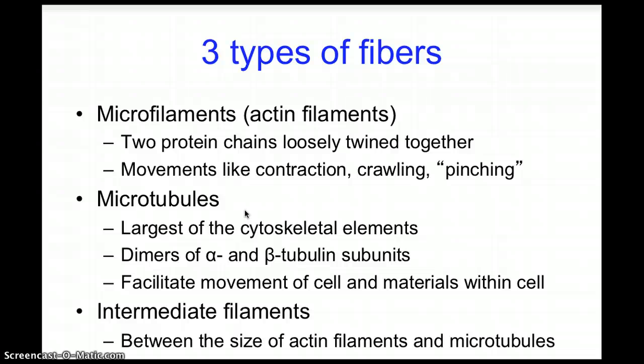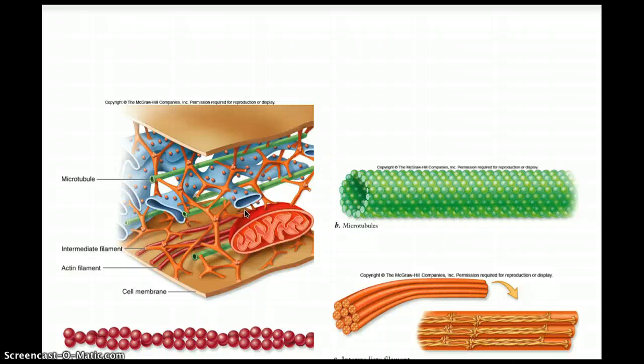And then there are intermediate filaments, which are not as big as microtubules, but they're not as small as microfilaments. And they're basically actin filaments. So again, that's the protein, and they are not broken down. They just keep the cytoskeleton in the shape that it needs to be in the areas that are not normally disassembled and reassembled.